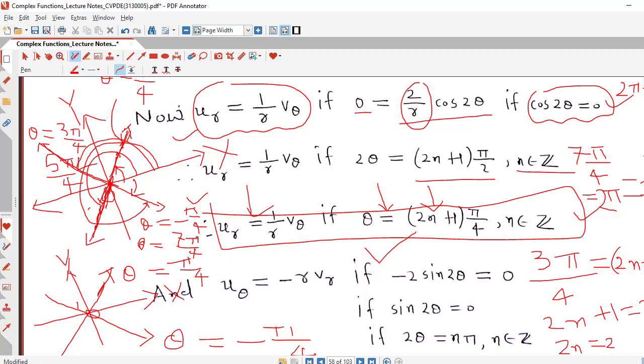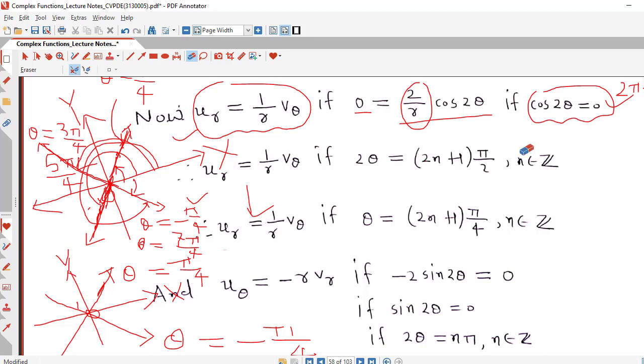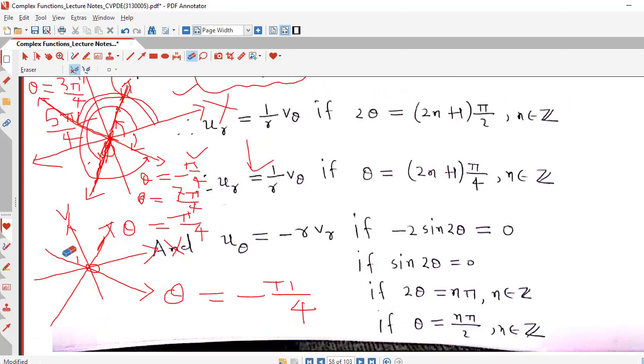So del u by del r equal to 1 by r into del v by del theta. This equation is satisfied if theta is an odd multiple of pi by 4, and by taking different values of n we observe that this first equation is satisfied at all the points on the lines theta equal to pi by 4 and theta equal to minus pi by 4, or 3 pi by 4.